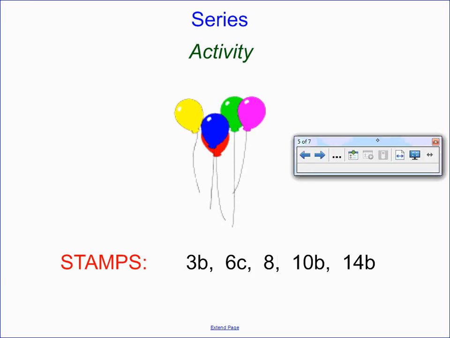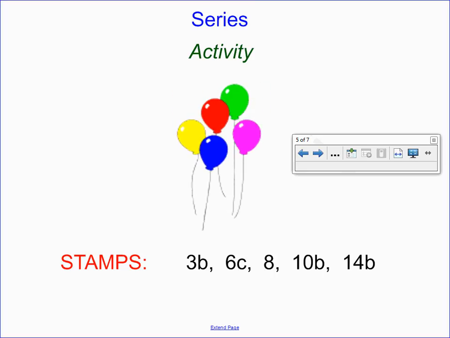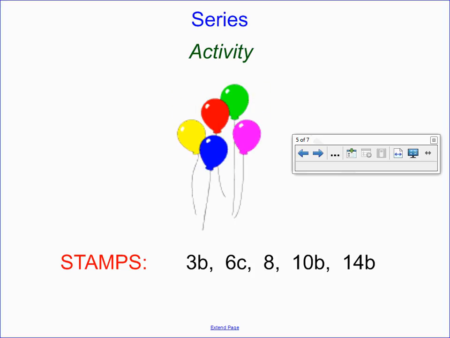So what's going on today? Today we're going to build on our sequences from last class and see how series are connected to the idea of sequences. In fact, we'll revisit that concept and connection during our closure today. But first, we've got our activity. We've got stamped eligible items on 3B, 6C, 8, 10B, and 14B. If you want to go ahead and take a minute and put a quick circle on the stamped eligible items.